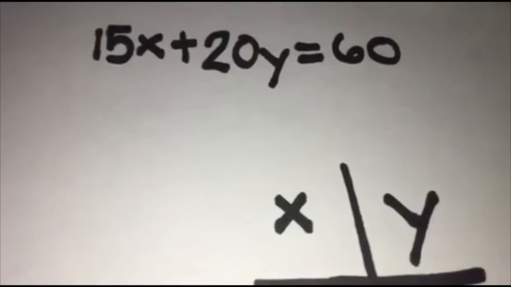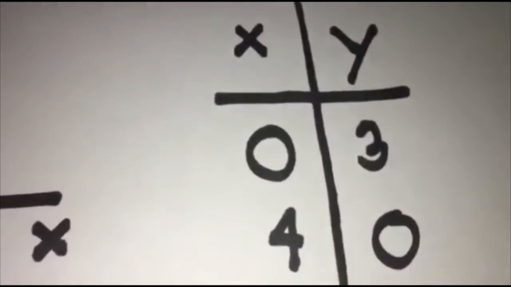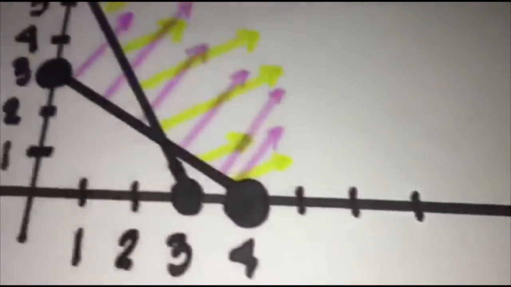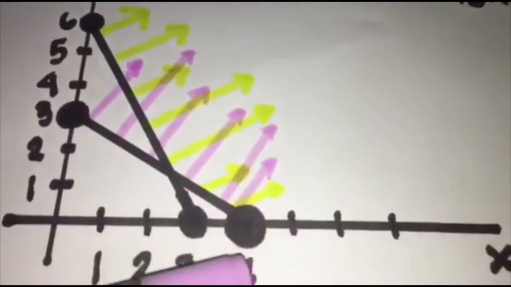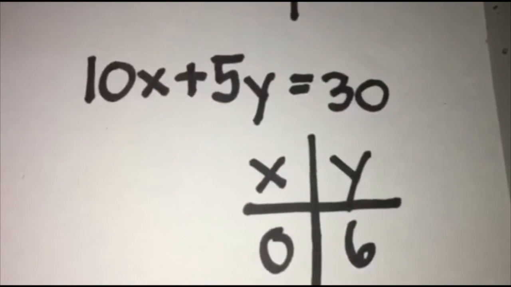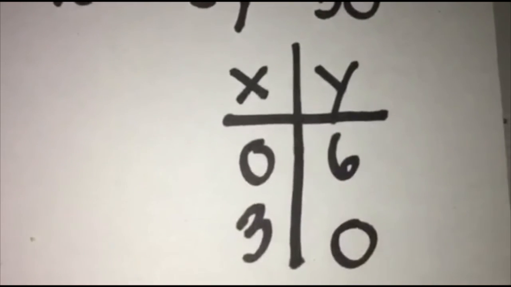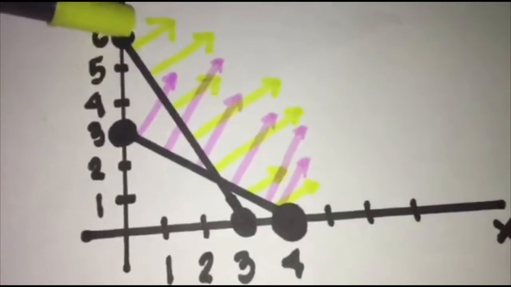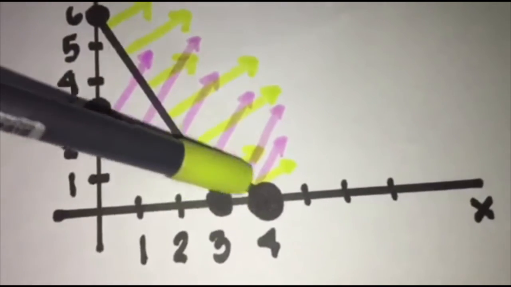So we then plot the points for equation 15x plus 20y is equal to 60. So we obtain the points (0, 3) and (4, 0). Now for the equation 10x plus 5y is equal to 30, we will now plot the points (0, 6) and (3, 0).